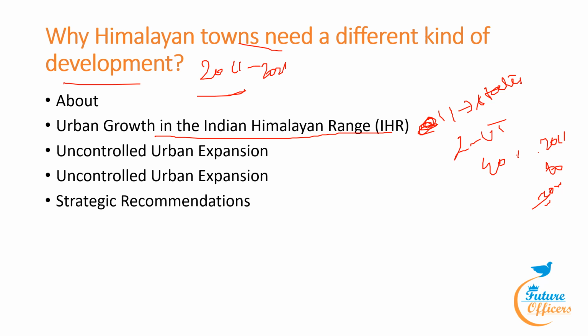Now, what is the uncontrolled urban expansion seen here? Urban expansion into peripheral areas is a growing concern. Cities like Srinagar and Guwahati are encroaching on village commons, leading to the depletion of open spaces, forest lands, and watersheds.